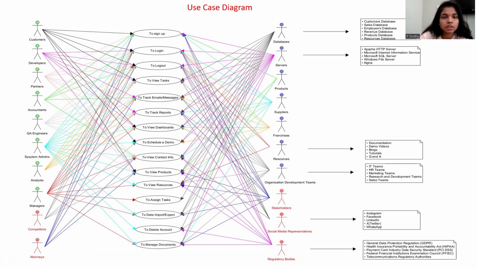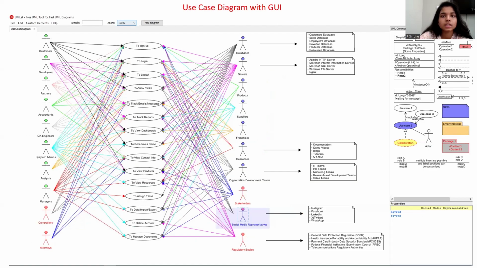Actors are represented by stick figures on either side of the screen, while use cases are depicted as ovals, which are presented in the middle of the screen. Relationships between actors and use cases are shown through lines indicating which actions are involved in each use case. This was the use case diagram that we have developed, and this was the graphical user interface of the use case diagram. This was developed using the UMLet tool.